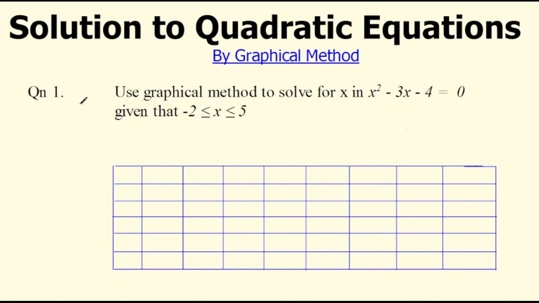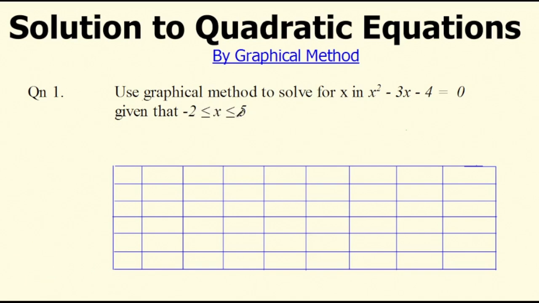So we have a question here. Question number 1 says, use graphical method to solve for x in x squared minus 3x minus 4 equals 0, given that negative 2 is less than or equal to x, which is less than or equal to 5. What does it mean by having these numbers here? This is the range of values for x along the x-axis.